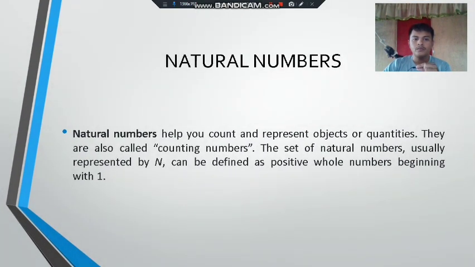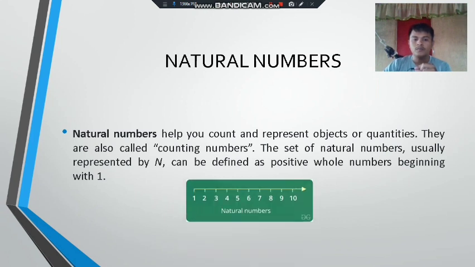Natural numbers. Natural numbers help you count present objects or quantities. They are also called counting numbers. A set of natural numbers, usually represented by N, can be defined as positive whole numbers beginning with 1. These are the natural numbers starting from 1, 2, 3, 4, 5, 6, 7, 8, 9, 10.